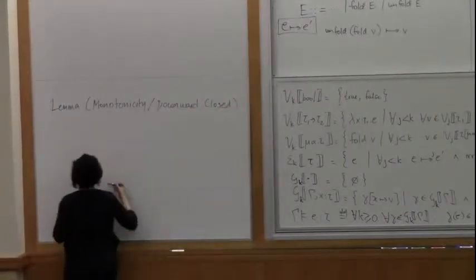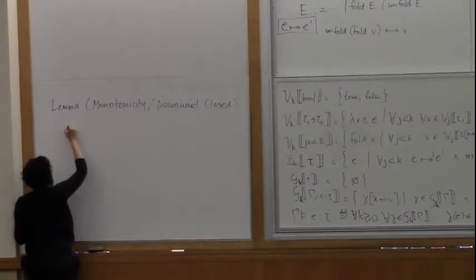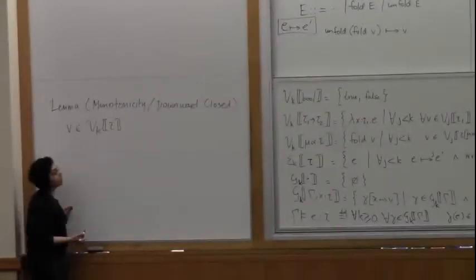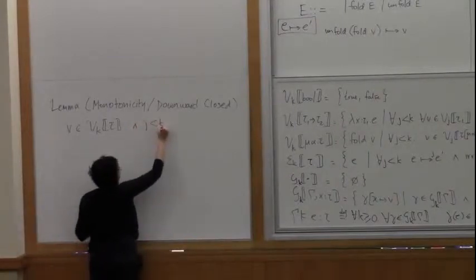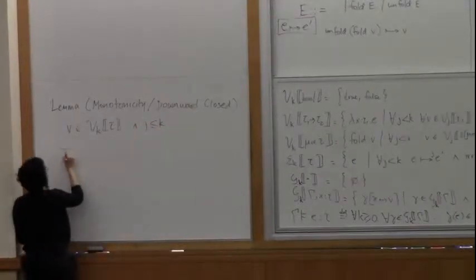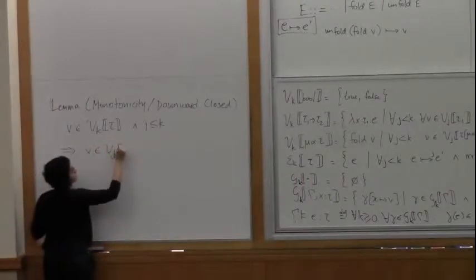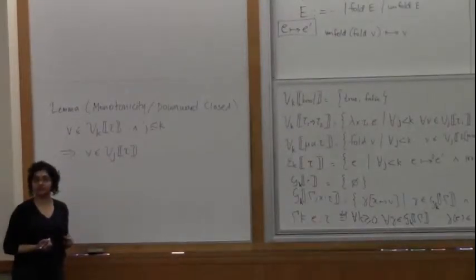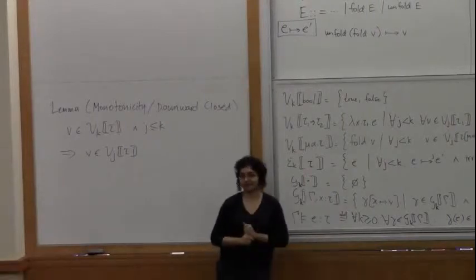So we want to say the types are downward closed. Basically, if you have some v that belongs to tau for up to k steps, and you have a j less than or equal to k, then v better behave like it has type tau for j steps. Okay, there's only one interesting case here.